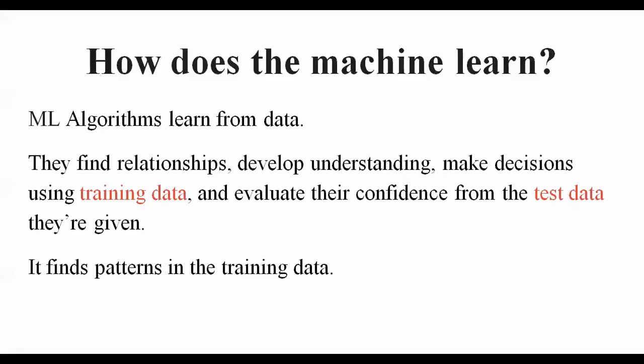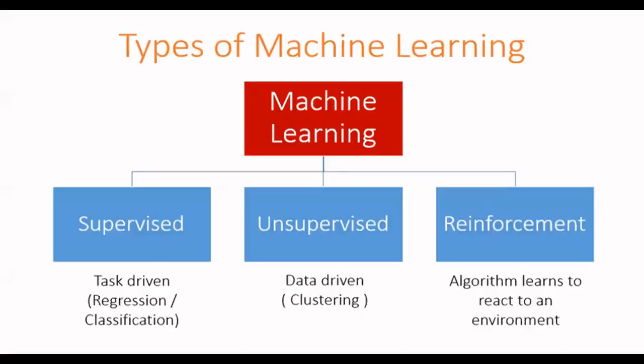So ultimately, the machine will find the patterns in the training data. Now, you may have a question: how will the machine find the patterns? The answer to this question is in the upcoming slides. There are three kinds of machine learning. The first kind is supervised machine learning. It is task-driven, where the answer to the question is given to the machine, and the machine learns from the question and answer.